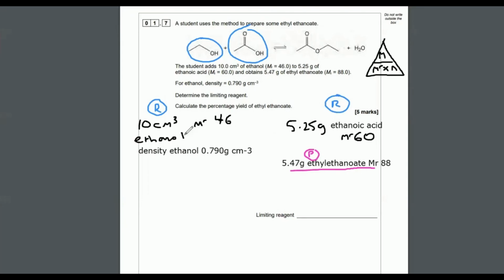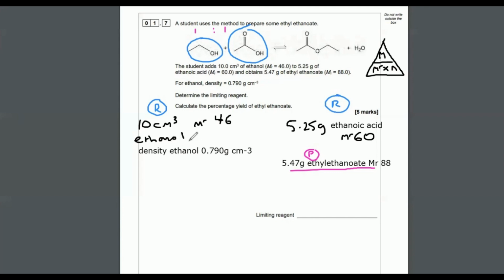You might say to yourself, I need to know the coefficients in the reaction. We can see from the equation they've given us that it's a 1-to-1 reaction. One mole of ethanol reacts with one mole of ethanoic acid. So we know the ratio is 1-to-1. Let's work out the moles of each.